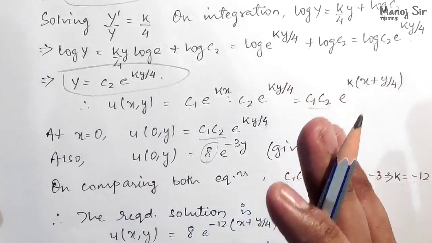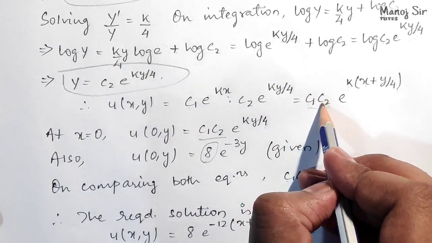And if the boundary condition is given to us, then simply find the constants, that is c1 c2 and k.